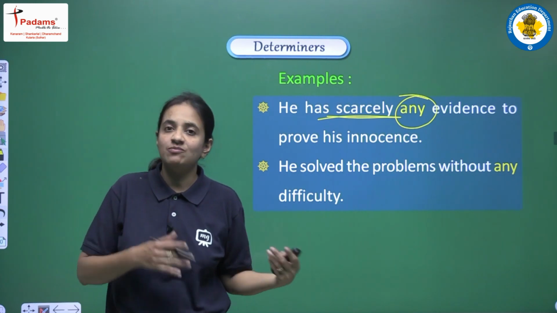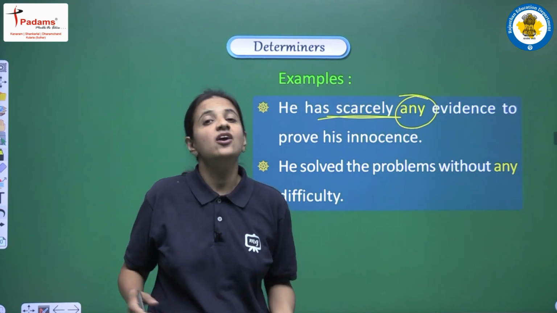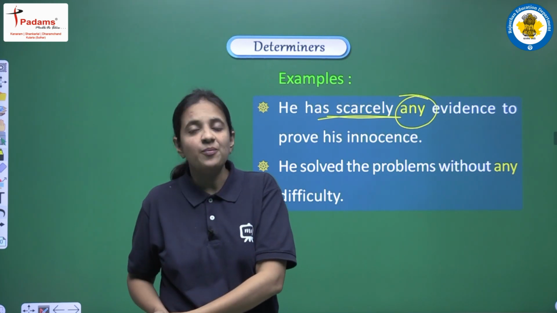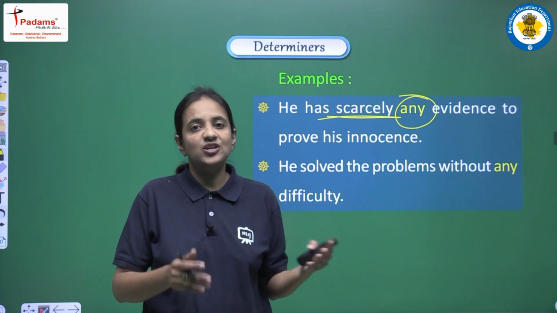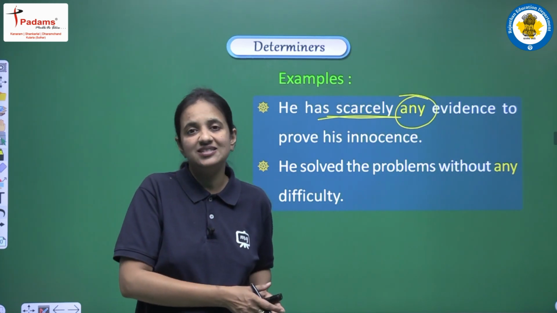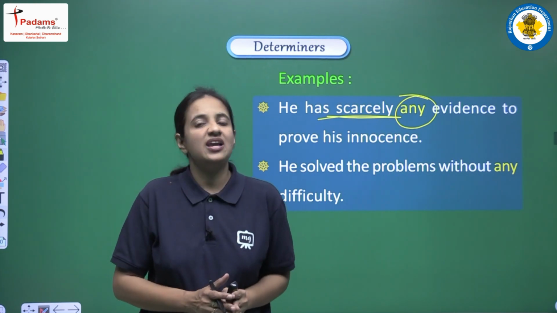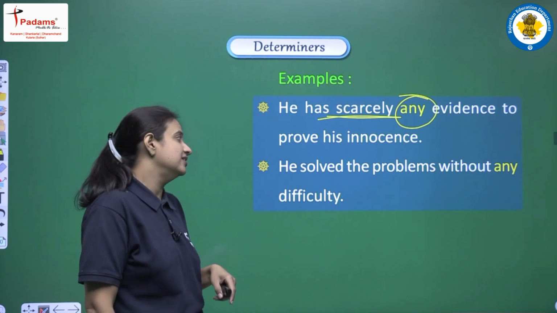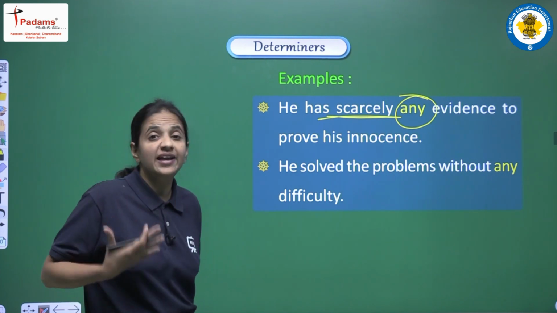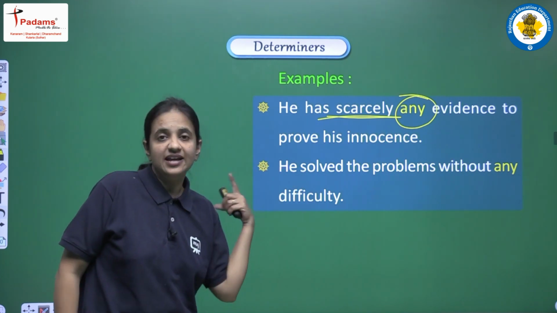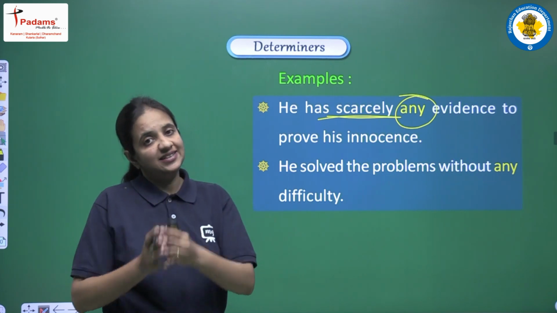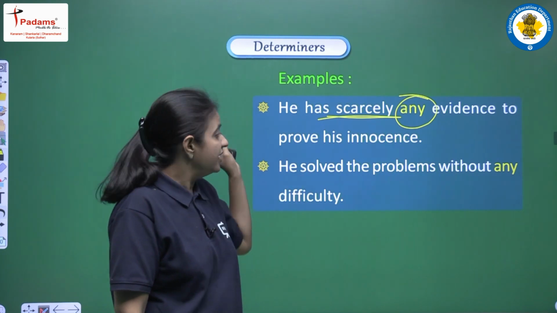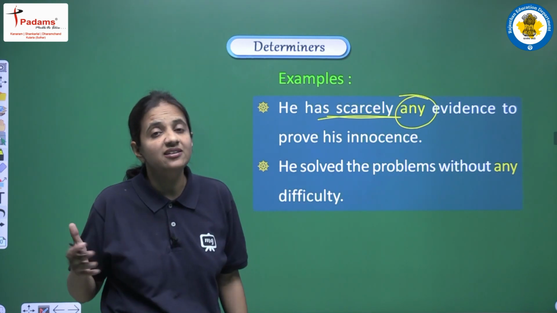So yes, we have some words like barely, scarcely, hardly; all these words have a negative meaning, all these words are of negative form, and whenever one of these words is used in a sentence, that sentence is also considered to be a negative one, and this is the reason we have to use any in those sentences. Clear? Second, we have here: he solved the problems without any difficulty, okay. Again the sentence has a negative meaning, and this is the reason we are using any here. The complete sentence is: he solved the problems without any difficulty.